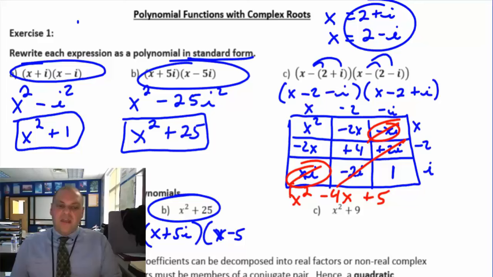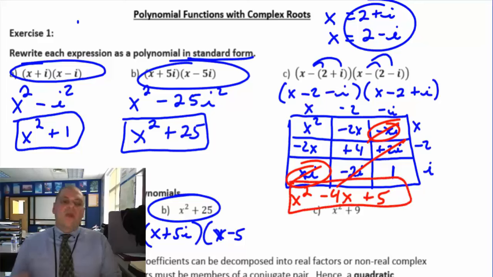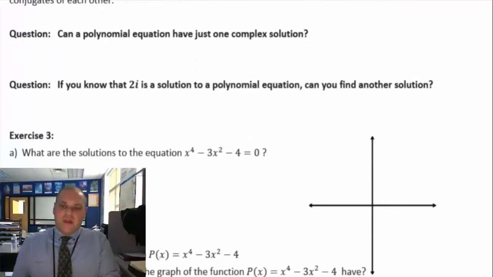So look what I get. I get just a regular quadratic, x squared minus 4x plus 5. Because if I solve that out, this quadratic is going to have solutions of 2 plus i, 2 minus i, 2 plus minus i. All right? That's where it comes from. So this is kind of the connections we're going to be making in this lesson. These are just exercises to get us ready.